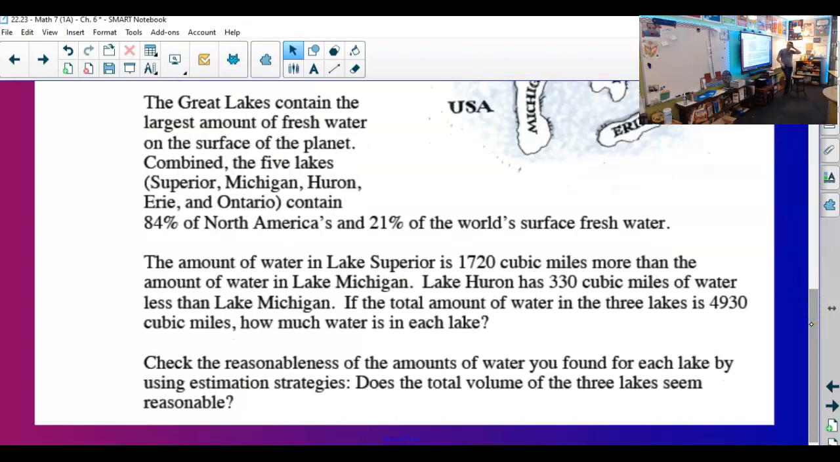The amount of water in Lake Superior is 1,720 cubic miles more than the amount of water in Lake Michigan.